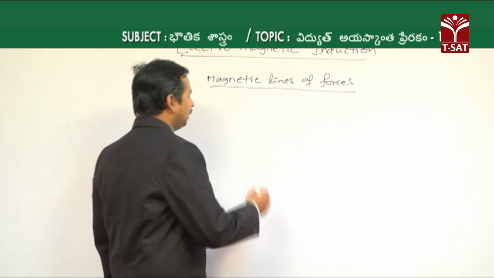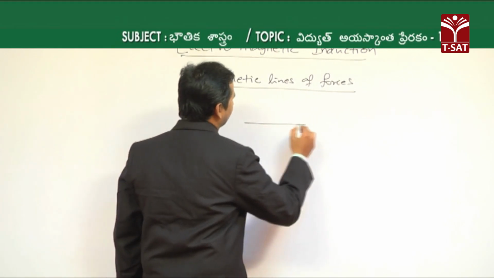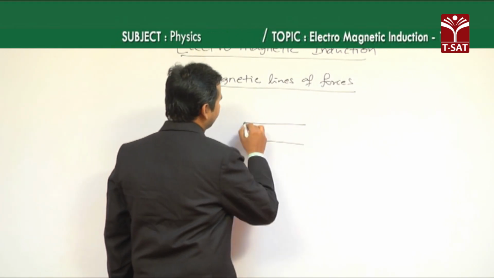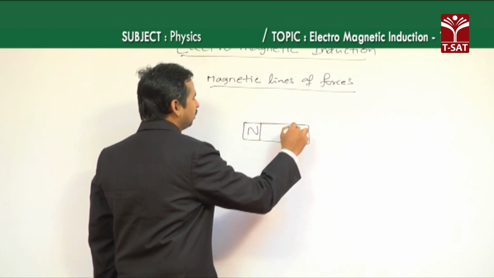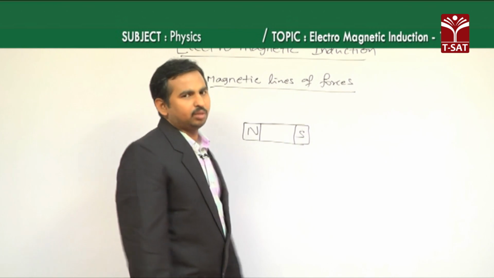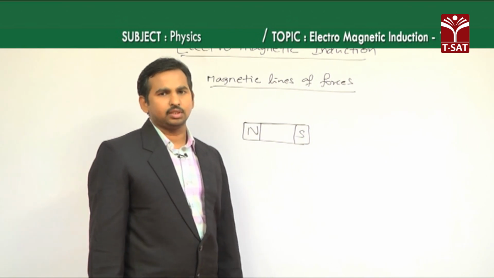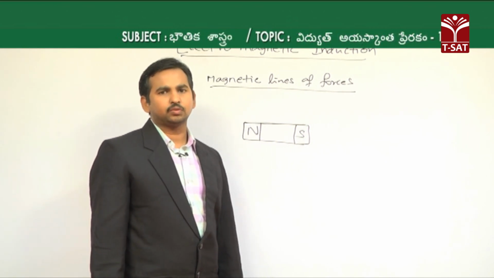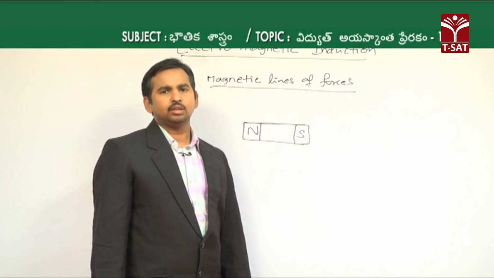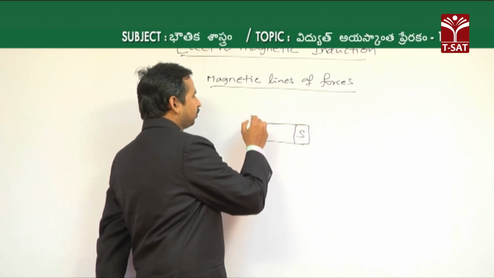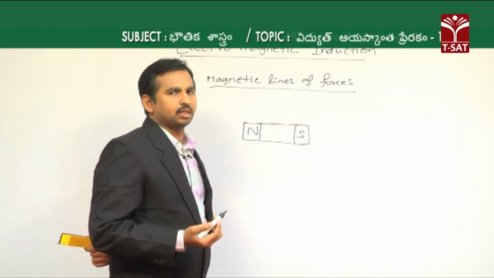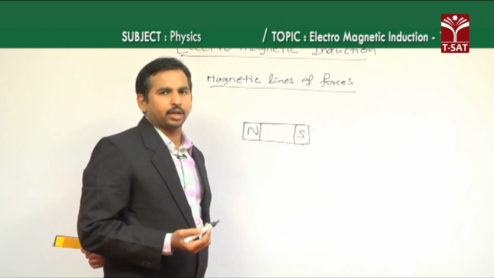For example, let us take the case of a bar magnet having a north pole and a south pole. What do we mean by magnetic lines of forces? That is nothing but the path followed by a unit north pole. We can also find these magnetic lines of forces by using a magnetic compass.